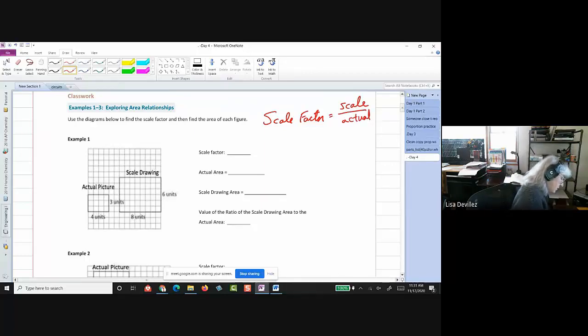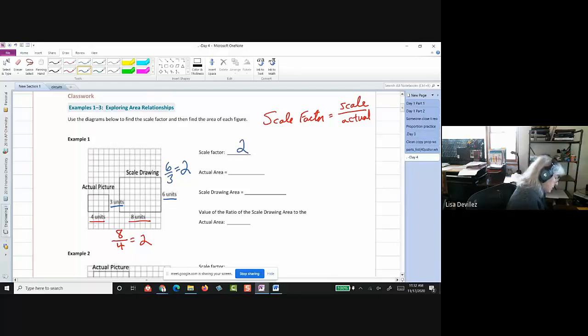Okay, so we're going to have two of these to look at. For these two here, it's going to be 8/4, which means our scale factor would be 2. And then we can see that it's the same for the other dimension. If we were to check that, it's going to be 6/3, which would be 2. So 2 is our scale factor.